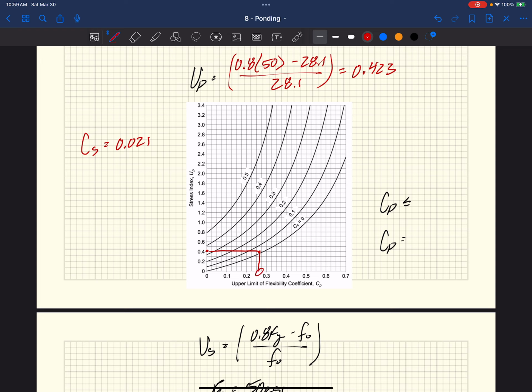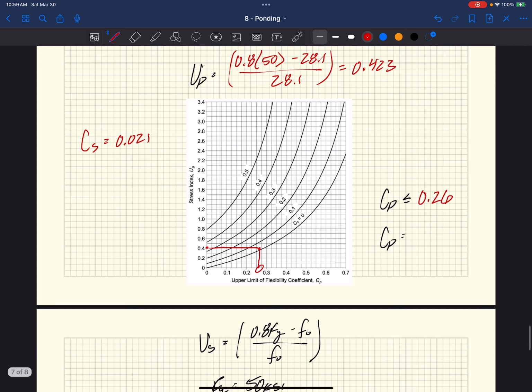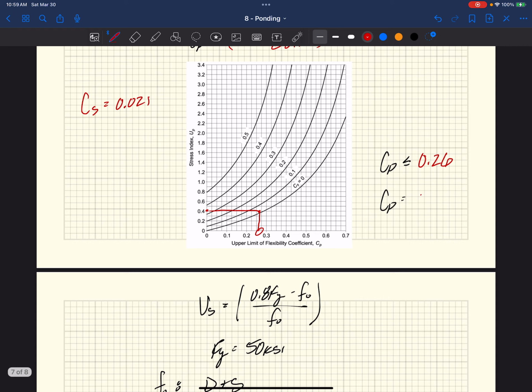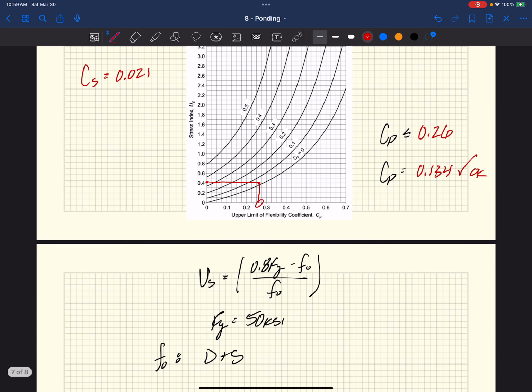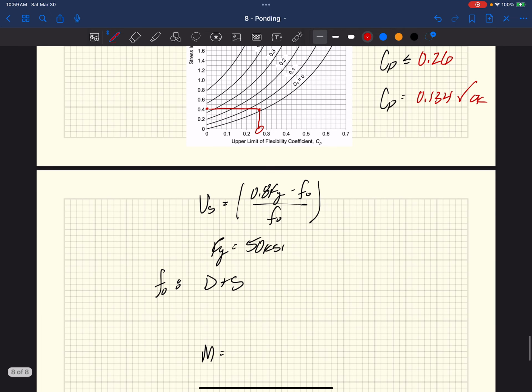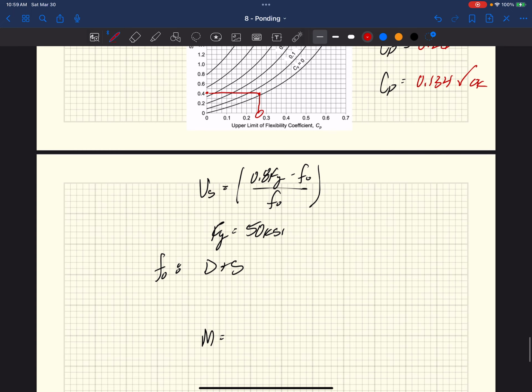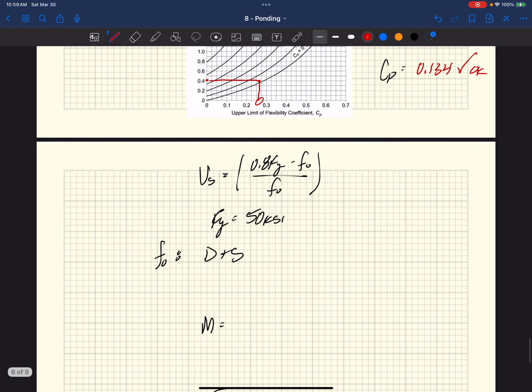Our upper limit, right? So our C sub P has to be less than or equal to, I'm going to approximate that as 0.26. C sub P was 0.134, so we're okay, right? And we should be okay. If we're okay for the simplified method, then we should be okay for the improved method, because we're just sharpening the pencil a little bit, and this is a little less conservative.